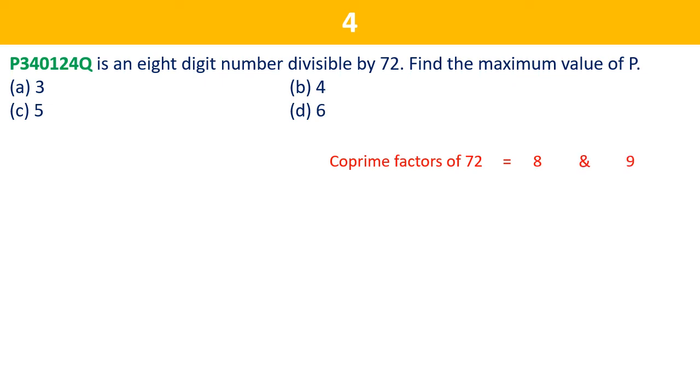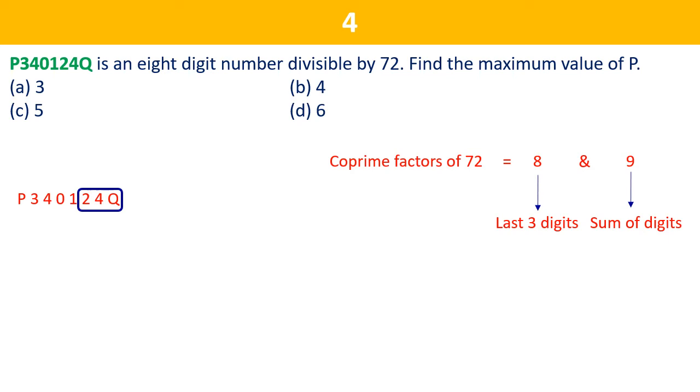What is the divisibility test for the number 8? The last 3 digits must be divisible by 8. And what is the test for the number 9? Sum of the digits must be divisible by 9. Okay. Now this is the given number to you. For the last 3 digits, we need to check, that is 24q.